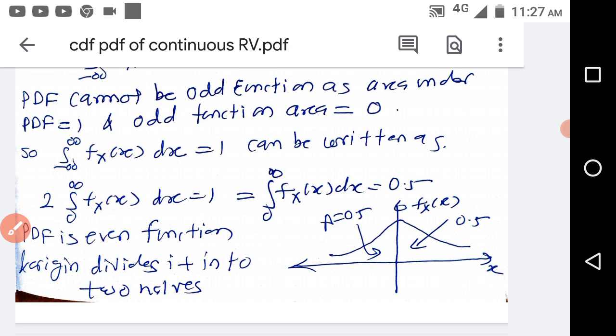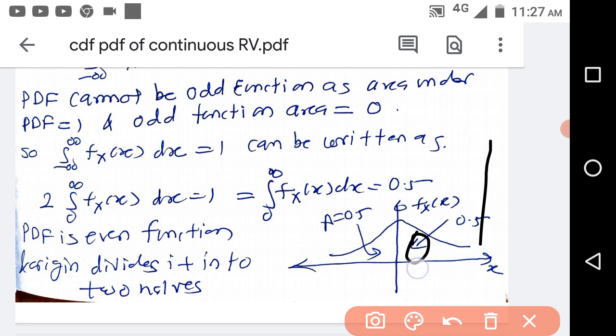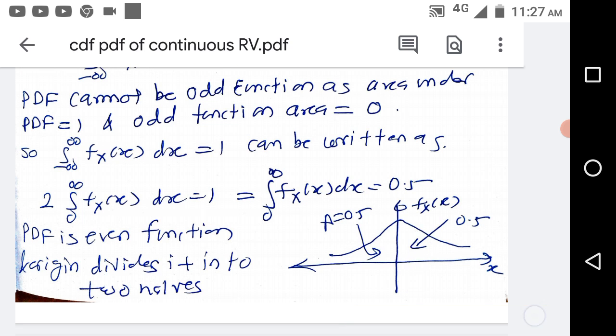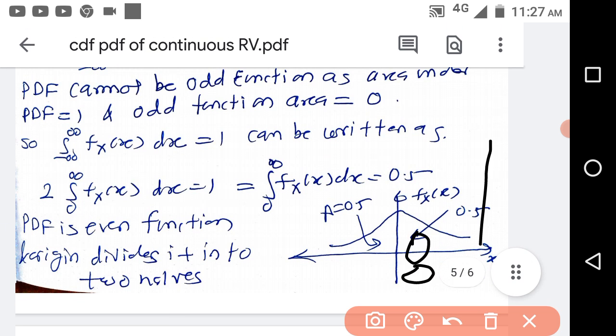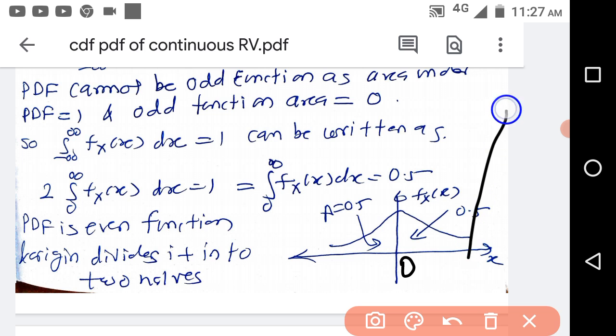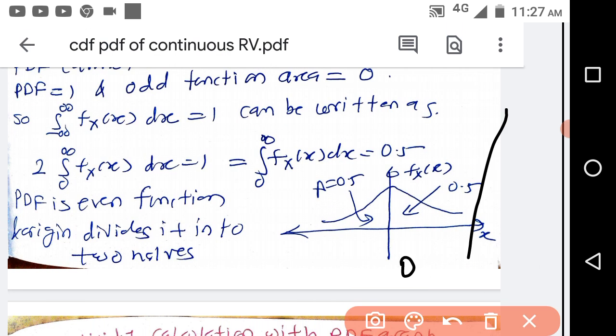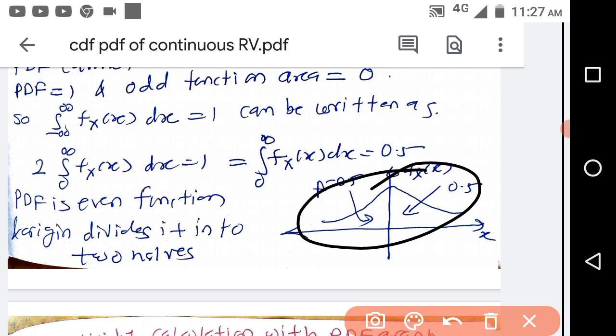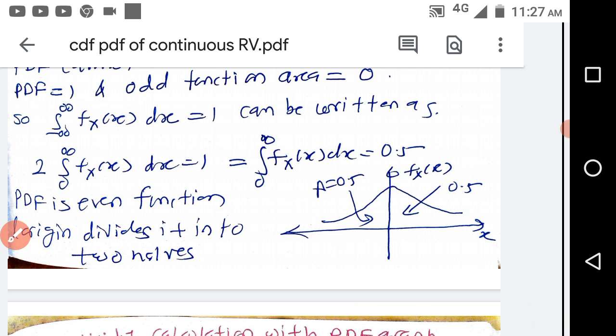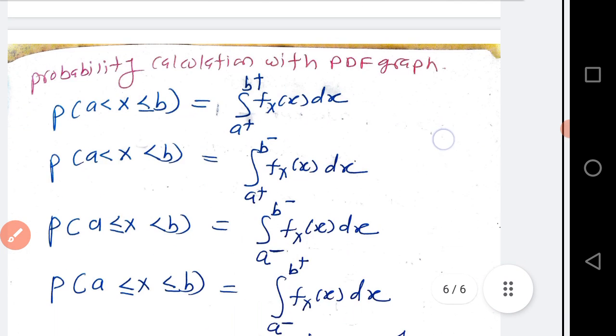That means the origin divides this PDF curve into two halves. So we have seen that the total area under the PDF curve is equal to 1, and a PDF is an even function. That's why the area before the origin and the area after the origin is half of the total area, that is 1 by 2.